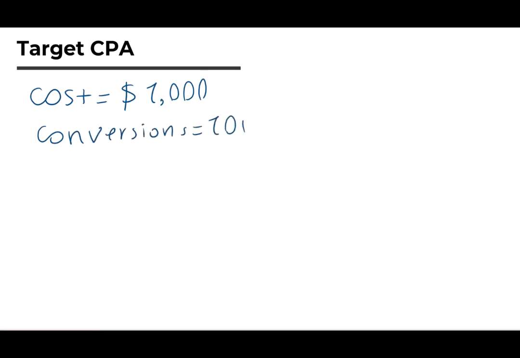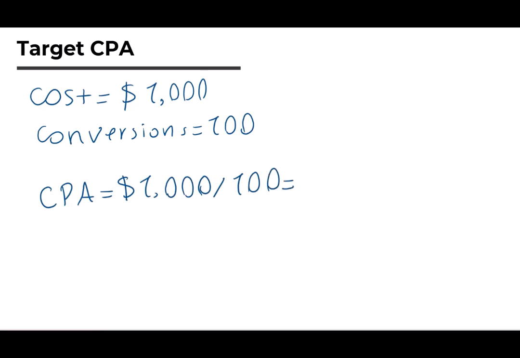For example, let's say you spend $1,000 on Google Ads in a month and received 100 conversions, such as 100 purchases or 100 lead form submissions during the same period. Your CPA would be $1,000 divided by 100, which is $10 per conversion. So in this example, it costs you an average of $10 for each conversion you receive from Google Ads campaign during that month.